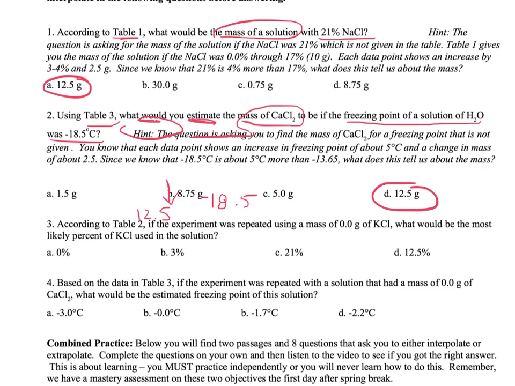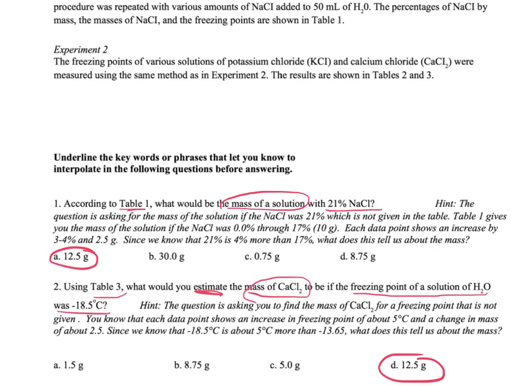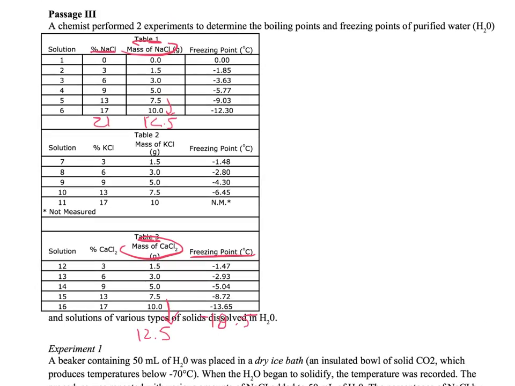All right, question number 3. According to table 2, if the experiment was repeated using a mass of 0.0 grams of potassium chloride, KCl, what would be the most likely percent of KCl used in the solution? So let's jump back up to table number 2.